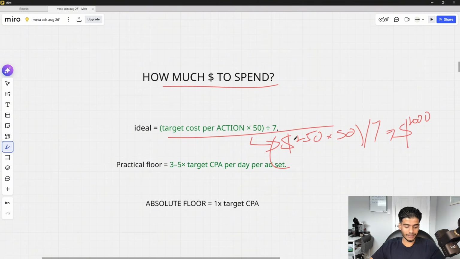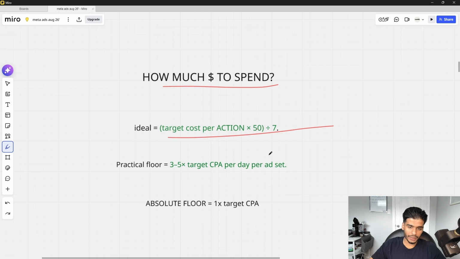Why this is the case, you can find out on Meta's own website. And if you want to learn more about this, it has to do with the learning phase. You can check out my second last video, which was on pixel conditioning and finding ideal buyers with your ad account. I go into much more detail about this over there, but this is the formula you can use for now. If you cannot spend that much, this is your practical floor and this is your absolute floor.